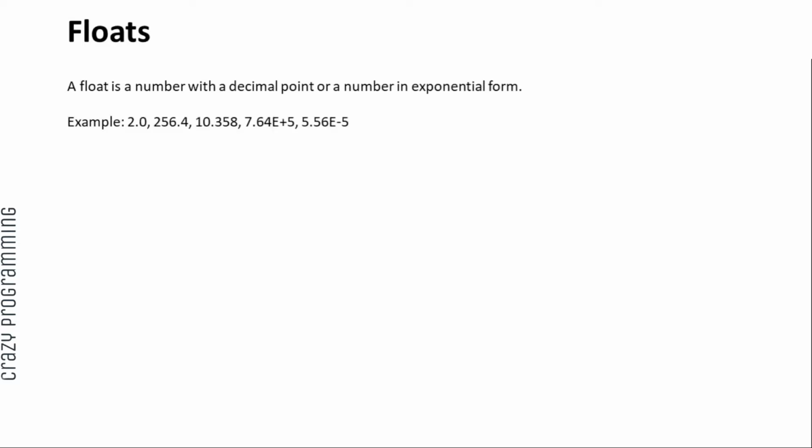Now it's time for floats. So here's a definition. A float is a number with a decimal point or a number in exponential form. A float is a number with a decimal point, for example 2.0, 256.4. These are examples of floats, and also in exponential form, that is 7.64e. This is an example of an exponential form float.